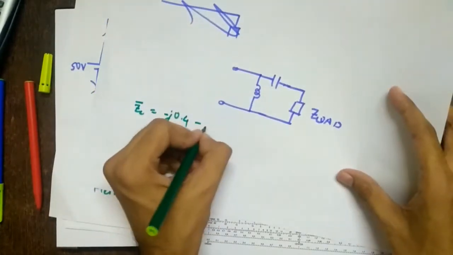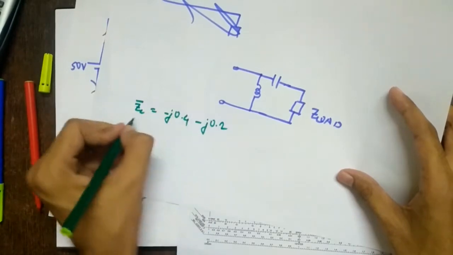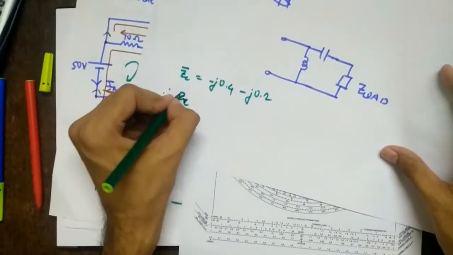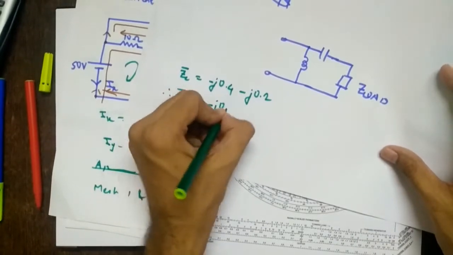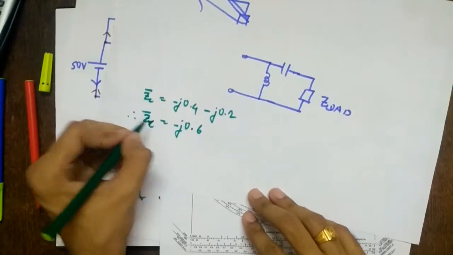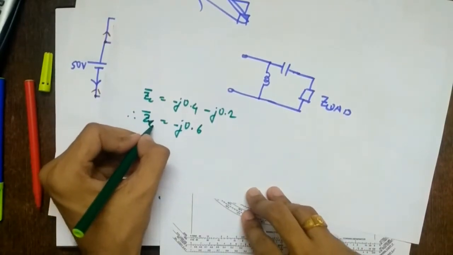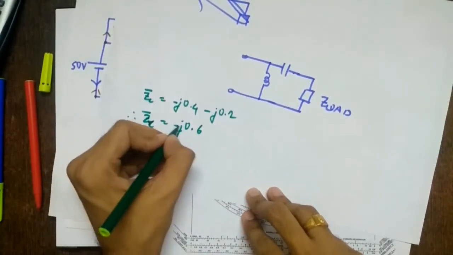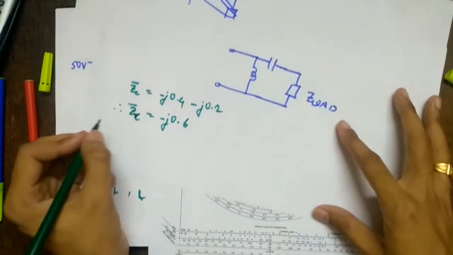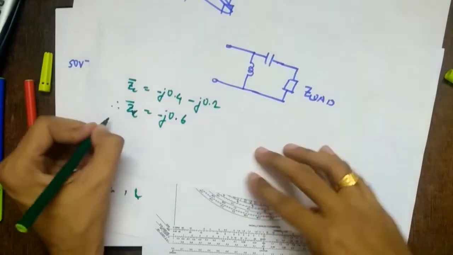J0.2 positive only. I mean the reactance is positive. So therefore ZC bar, this was C, equal to minus j0.6. Right? And you can check in this way also whether you are correct. What is the impedance of a capacitor? Is it negative? Yes, it is negative. So we are correct. Right? So let's solve this now.